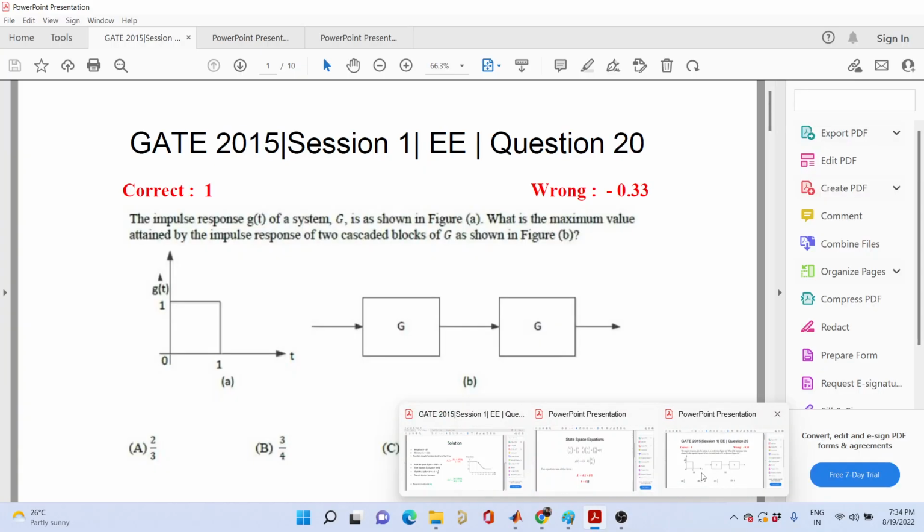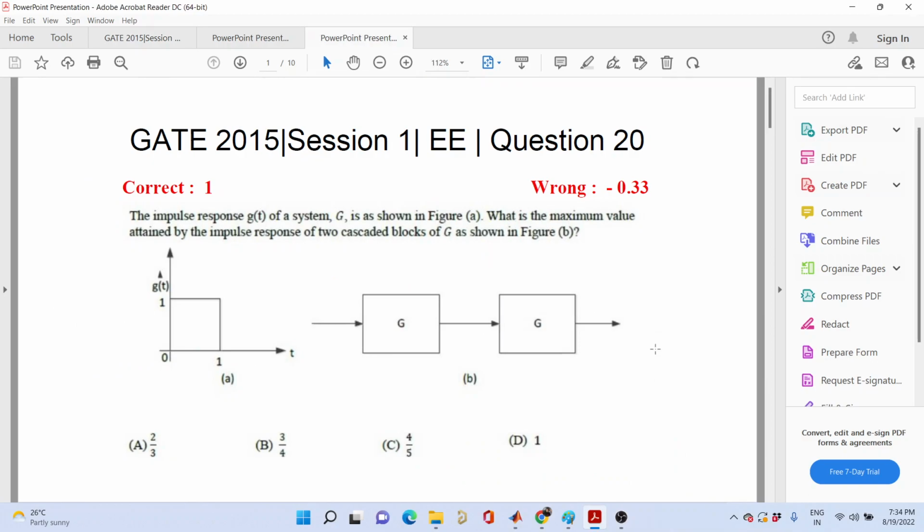Let's see how many people can answer this. The impulse response of a system is given to you, that is this square pulse response, and there are two such blocks whose impulse response is the same as this. You are asked to find the impulse response of the cascaded block. I will be giving you 3 minutes again.